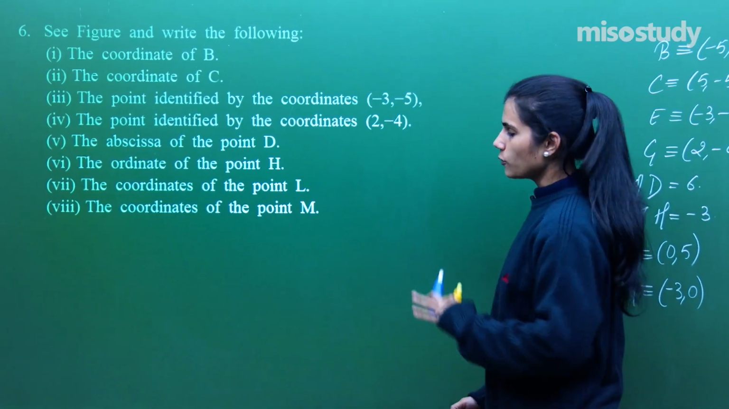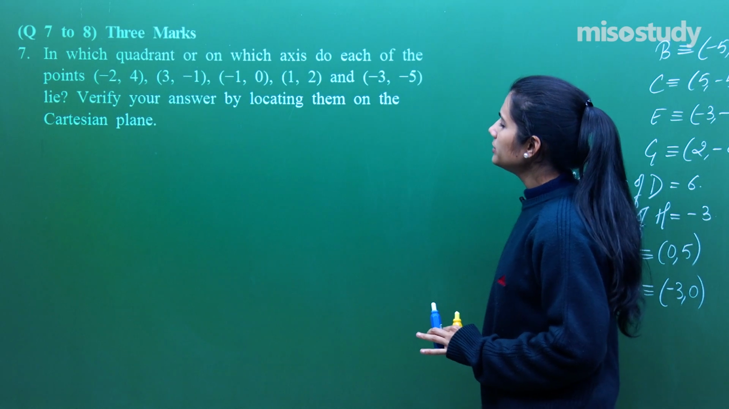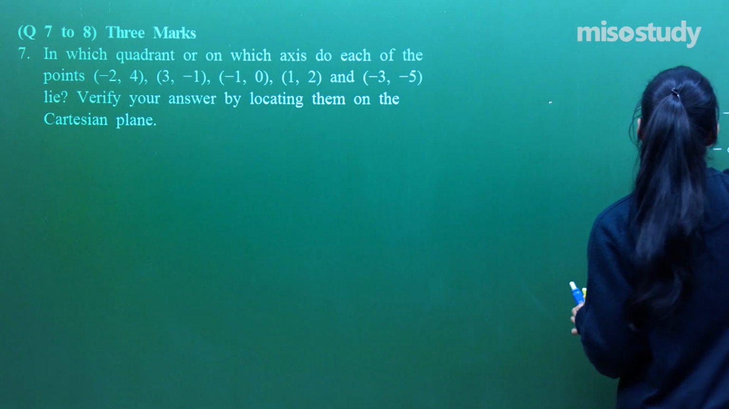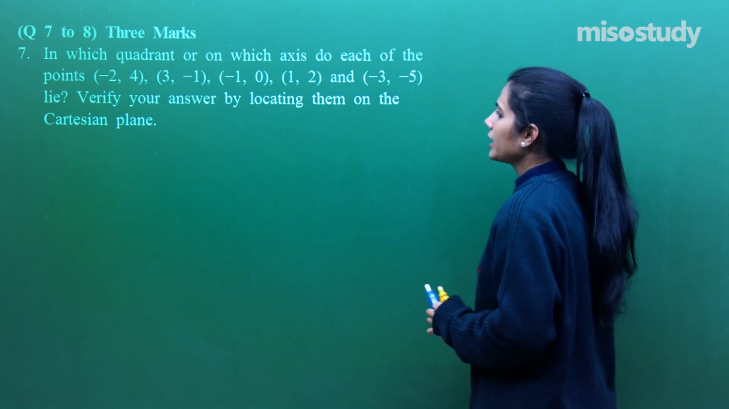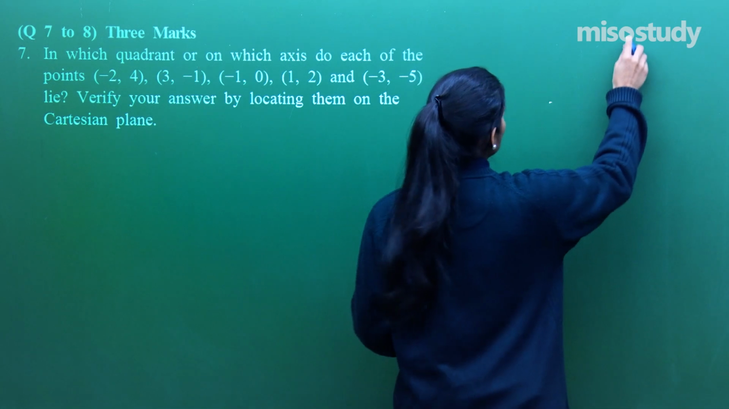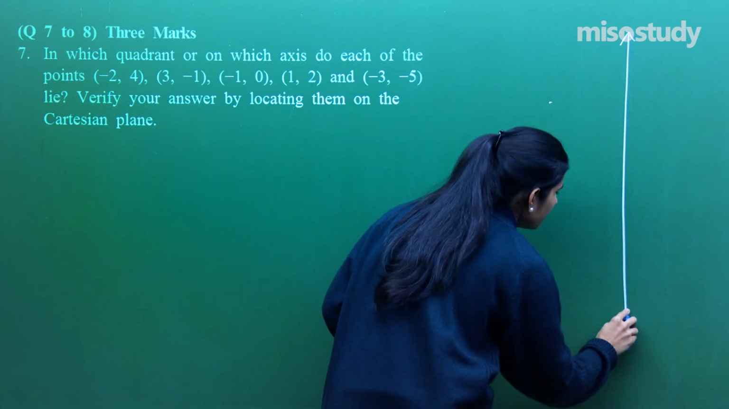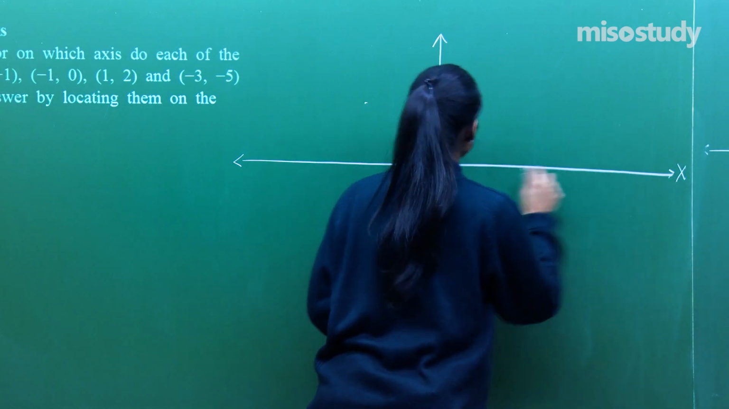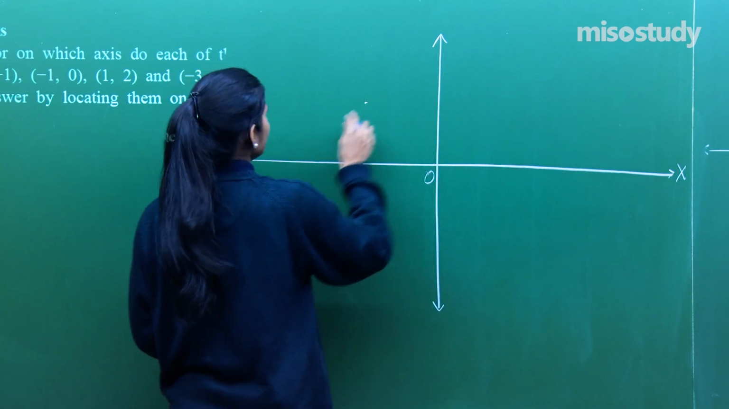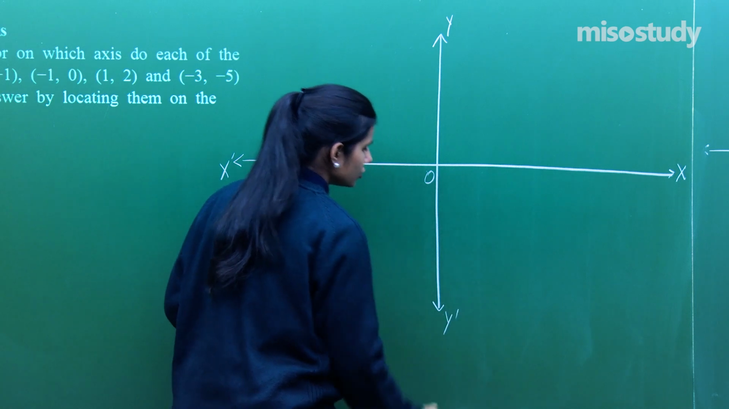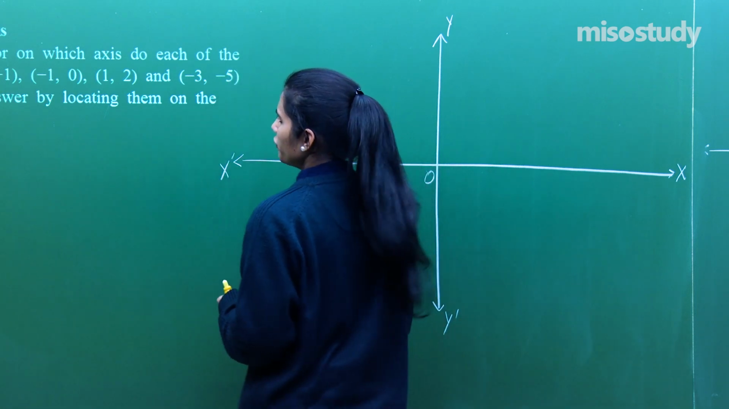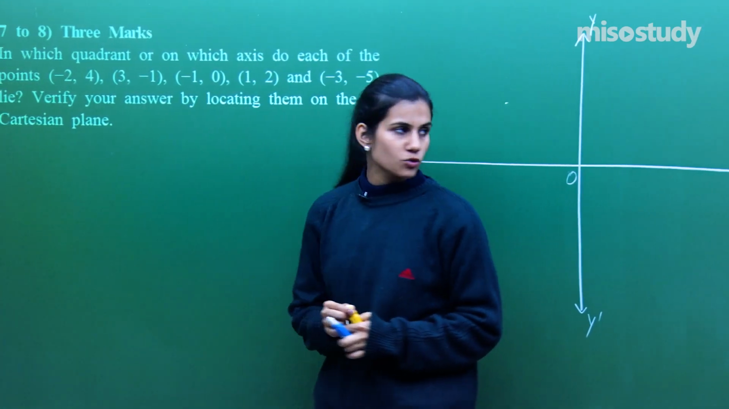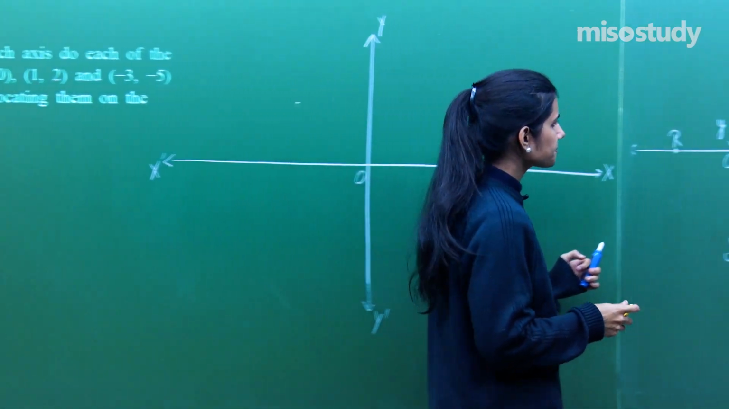That is, we are done. Let's move to the next question. In which quadrant or on which axis do each of these points lie? Verify your answer by locating them on the Cartesian plane. So I will again have to draw the Cartesian plane. This is x', O, x, y', O, y. Clear? First point is (-2, 4). Now you should understand in which quadrant does it lie. So please try to get this fact very clear.